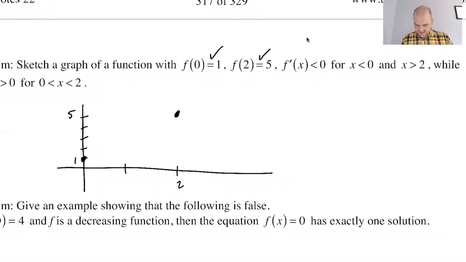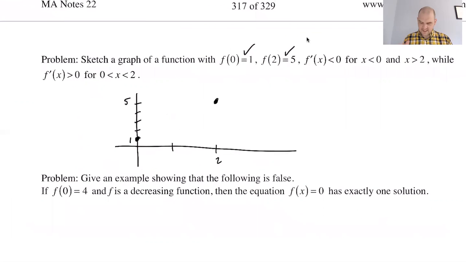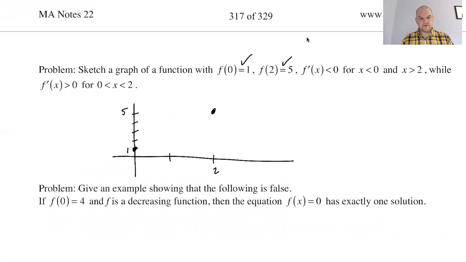All right, f prime is less than 0 when x is less than 0. So the function needs to decrease until you get to 0, and also when x is greater than 2. So f is decreasing until you get to 0 and decreasing after 2. And then f prime is greater than 0 between 0 and 2. So let's say we just did decreasing, increasing, and then switch to decrease. There we go.